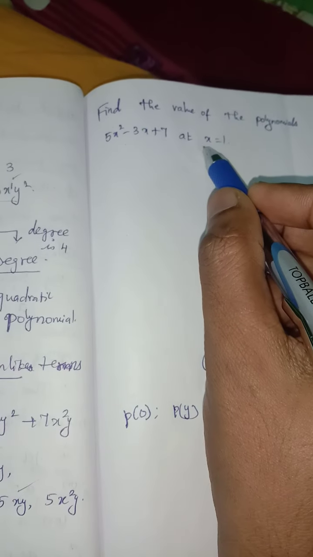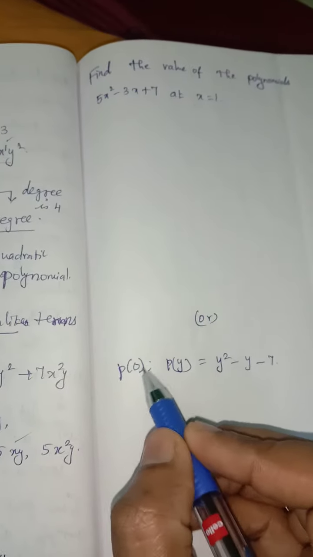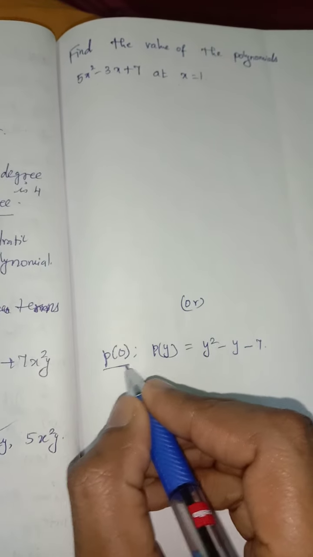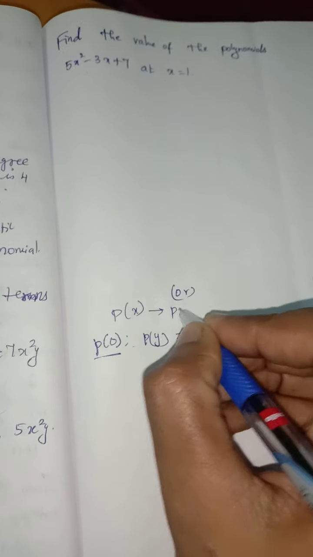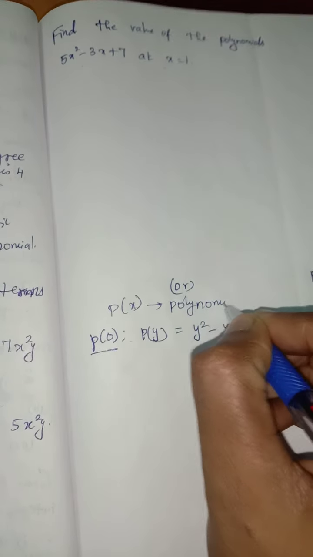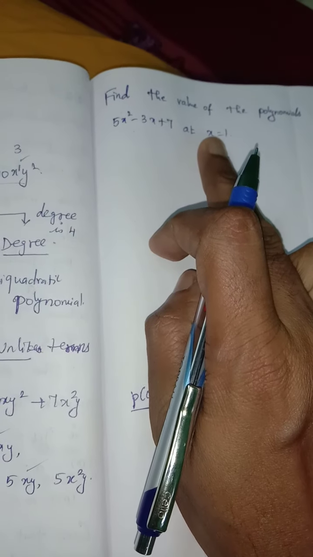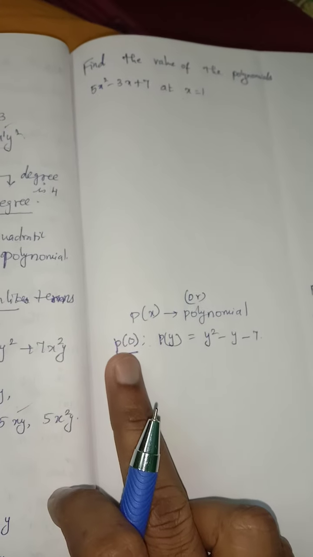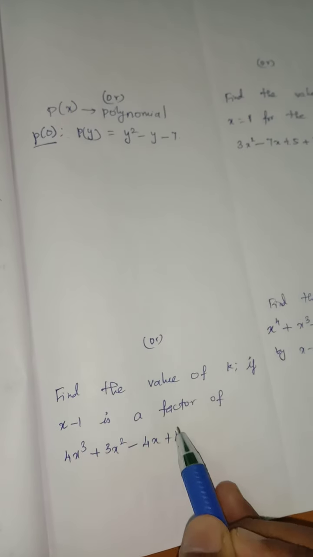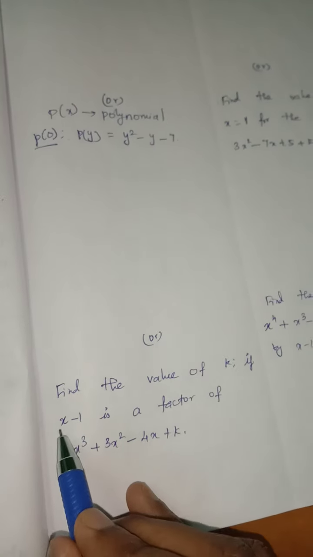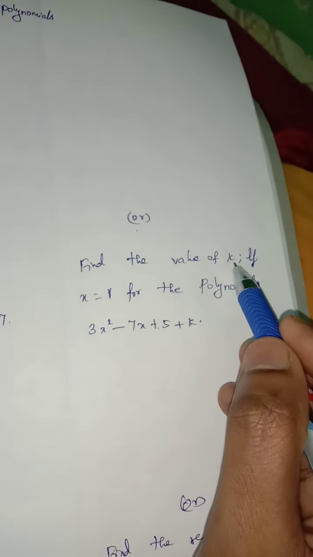Instead of giving the value here, they may give within a bracket p of x or p of something, one variable. Any variable denotes a polynomial. Either they may give the value like this, or they will mention it within this bracket, or instead they will ask to find the value of k. In this we have k, so find the value of k if x minus 1 is a factor, or otherwise find the value of k. This is also finding the value of k.